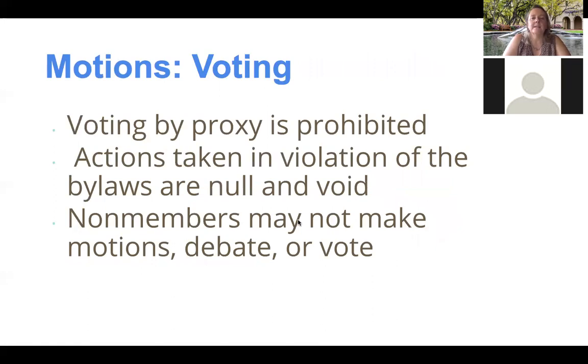Voting by proxy is prohibited. Voting by proxy means that somebody is voting for someone else. So say a husband and wife couple, and the husband is attending the meeting, the wife is at work. The husband cannot vote on behalf of the wife, even if he's not taking his own vote. So nobody can vote for another person. You can't say, oh, my friend, she's on the phone, but she's not in the meeting. Even if it's an electronic meeting, like on Zoom, the person needs to be present in the meeting to have any kind of vote.